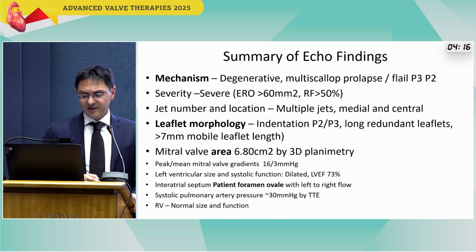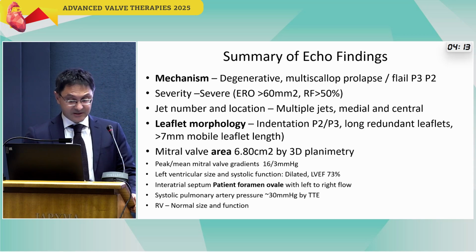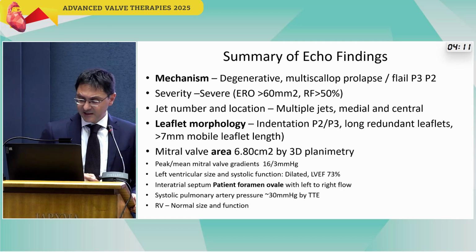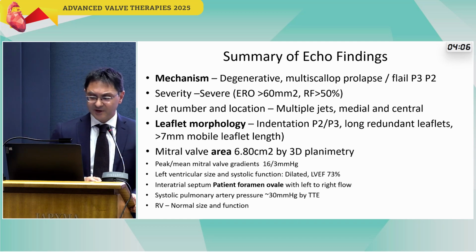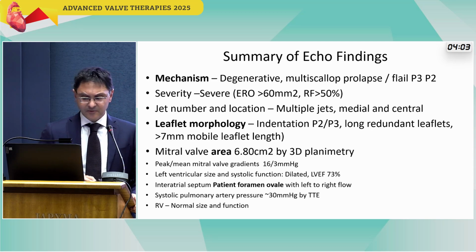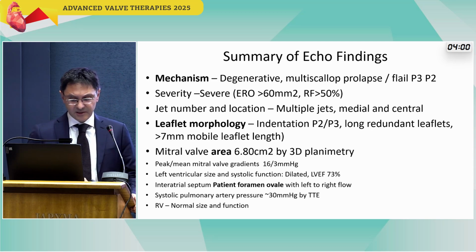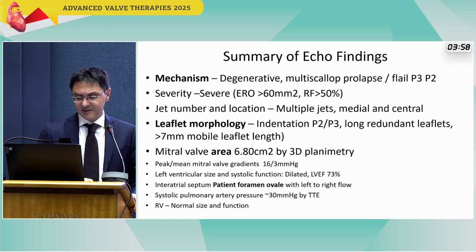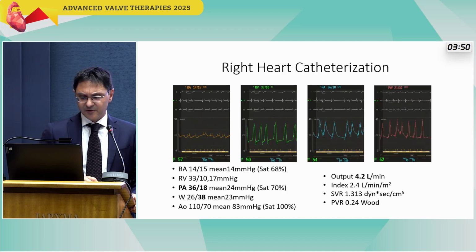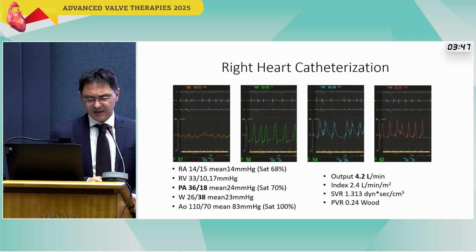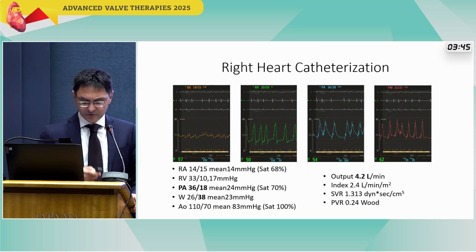So the summary of echo findings: the mechanism, a degenerative multiscallop prolapse with flail, mainly the P3, P2 region, severe regurgitation, multiple jets, medial and central, indentation in the P2, P3 segment, long redundant leaflets, and a mitral valve area of 6.8 square centimeters by 3D planimetry. The right heart catheterization showed elevated PA, not as much as expected, but as we said, the BNP was only 300 at that point.